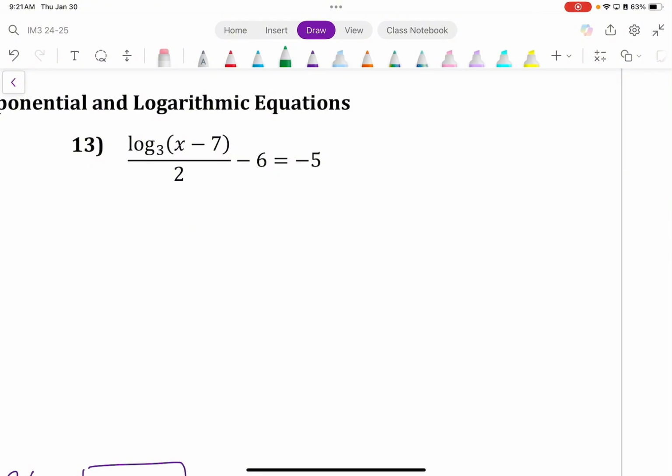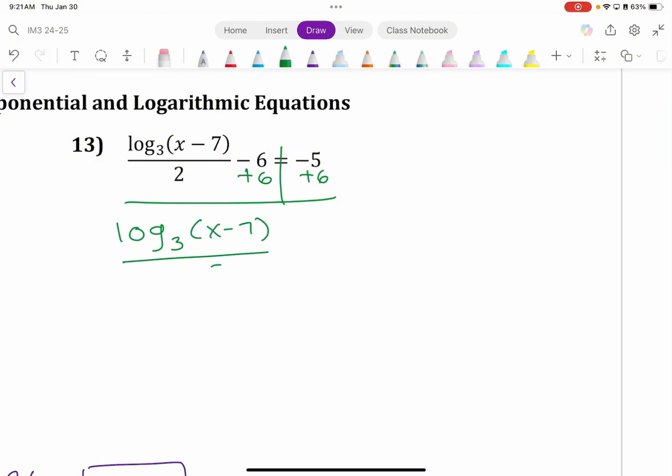Log base 3 of x minus 7 over 2 minus 6. Begin by adding 6. That'll be your first step. Add 6 to both sides. You'll get log base 3 of x minus 7 over 2 equals 1. Multiply both sides by 2 to cancel out the 2 that's underneath. Log base 3 of x minus 7 is equal to 2.